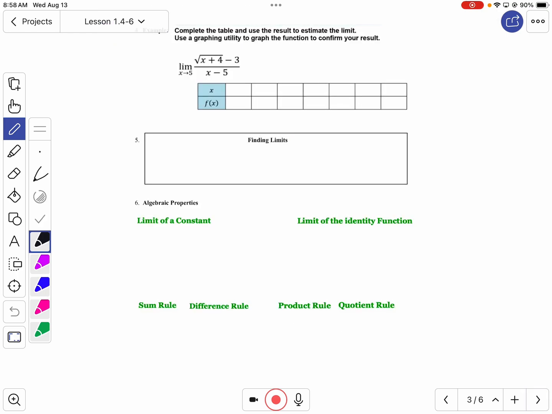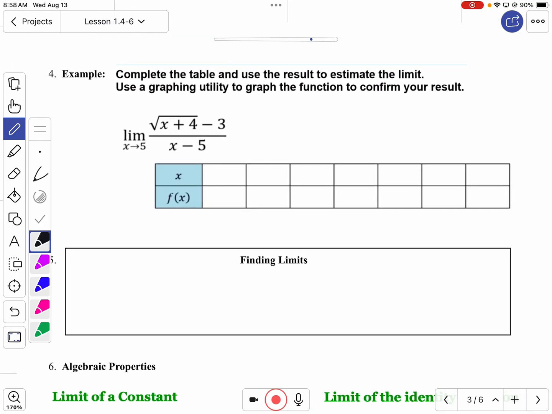All right, so let's look at this next example. We're going to use a graphing utility to confirm our result. We're looking at the limit as t approaches 5, so I'm going to put 5 in the middle of that table. Coming in from the left, 4.999, 4.99, and 4.9. And then from the right, 5.001, 5.01, and 5.1. You can even do smaller increments than that. It's fine.